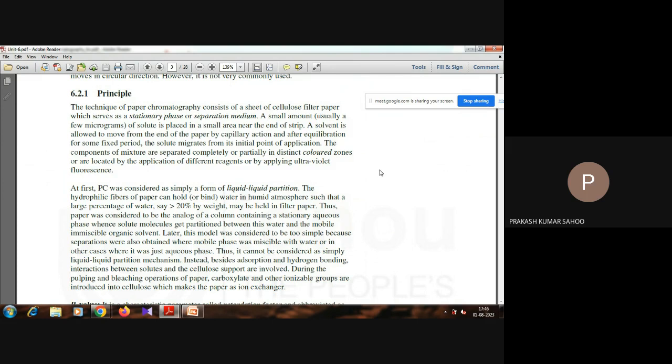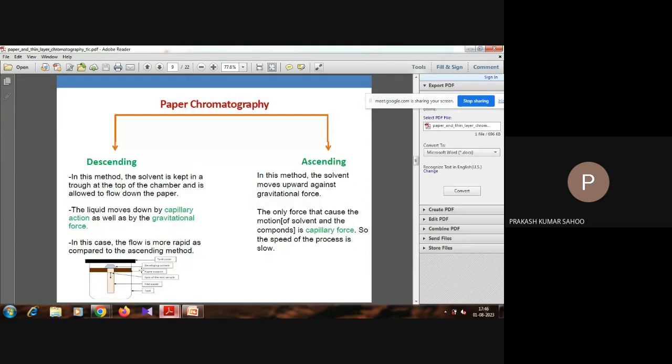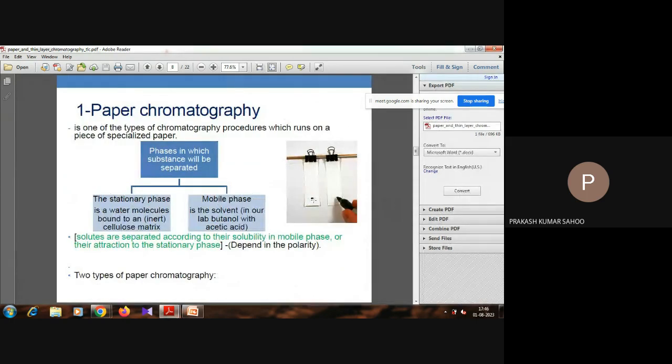A small amount of solute is placed in the small area near the end of the strip, like this. We have to put one small area for our sample, and that is the area near the end of the strip, like this, the end of the strip.